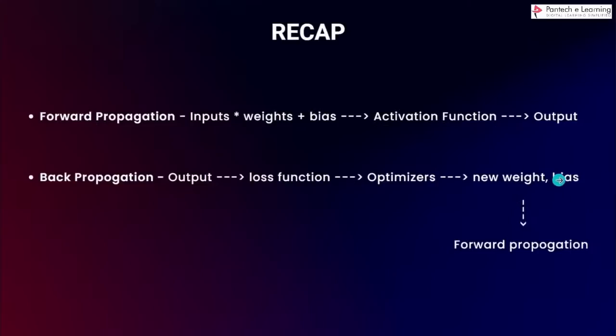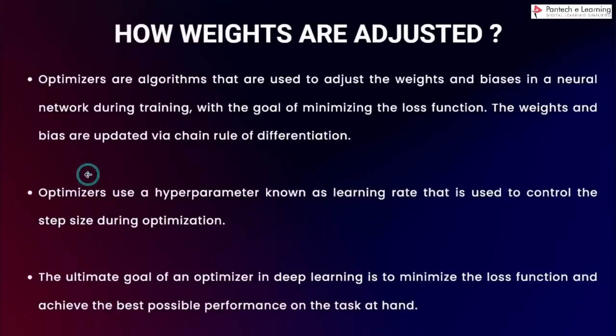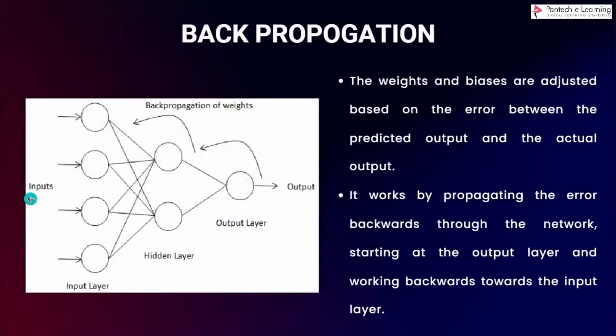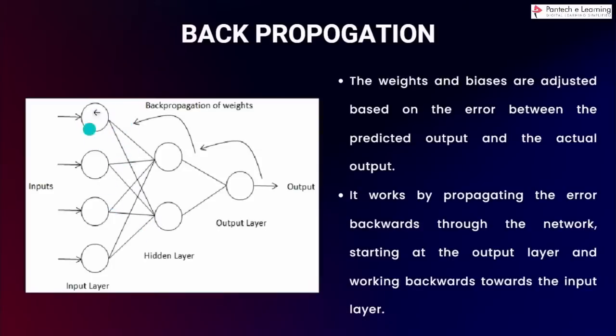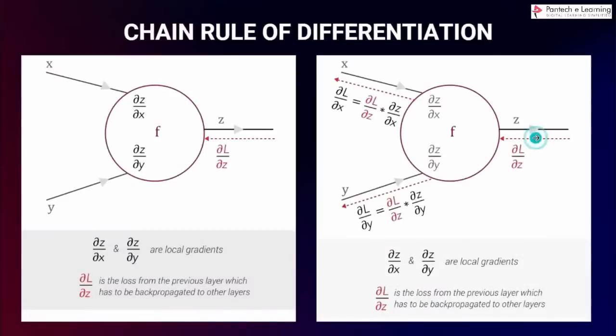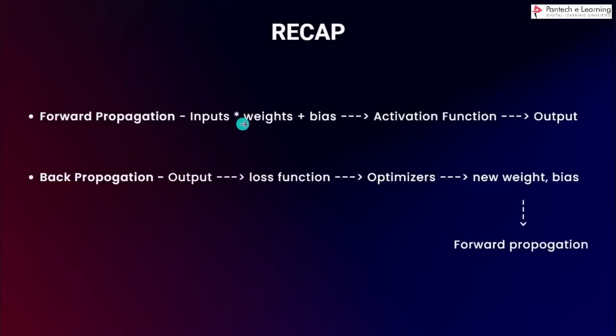Finally, once this is done, it will update in a step so that it goes back to the input layer, and now the input layer has new weights assigned. It will start the step once again for forward propagation. Once again the forward propagation will use the new weights and bias, give the output, and then it will go forward and back to improve the output.